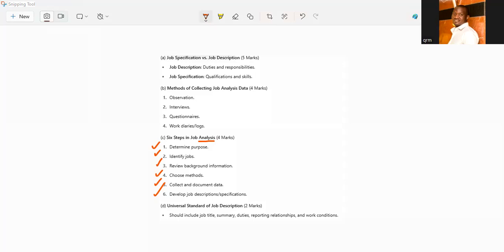You need to gather accurate information about the job duties, the responsibilities that are required, and the working conditions. Okay, you need to document all these and make them clear and objective. Number six, you need to develop job descriptions and specifications. So you need to use the collected data to create formal job descriptions: what the job entails, the job specifications, and the qualifications that are required. Right.